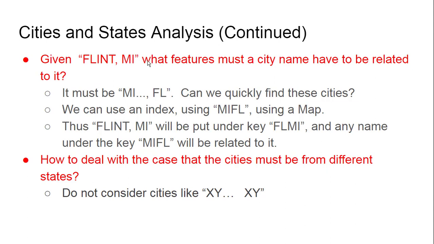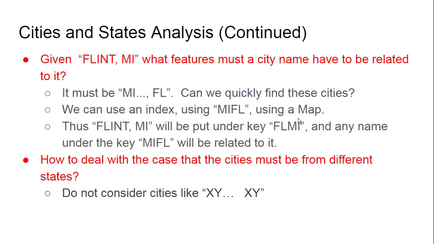And then when we see Flint, Michigan, we know that in order to find a related city, we have to take the state code and then use the first two letters of the city name, and then we look for that in the map. Then in order to add this city to the map so that another city can find it to be related to this one, we need to add this city under the key of the state code followed by the first two letters of the city name.